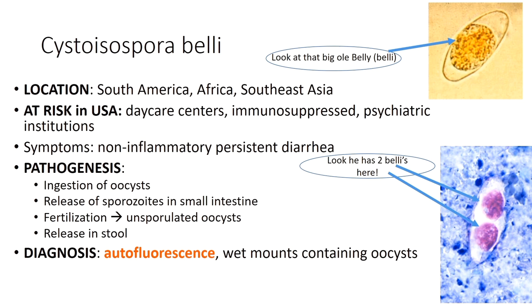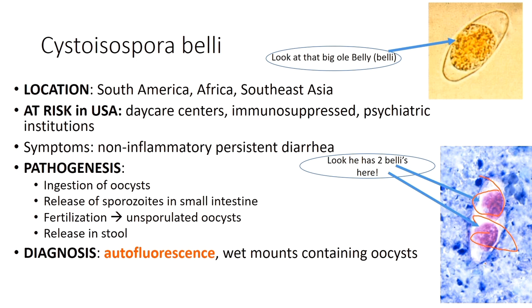All right, Cystoisospora belli, or belly, as I refer to it. This is something you find in South America, Africa, and Southeast Asia. And if you're in the U.S., you can get it in very few places, like daycare centers, immunosuppressed patients, as well as psychiatric institutions. It's very unlikely you can get this unless you have a picture associated with this. And so how I identify this is, wow, look at that oval-shaped egg with that giant belly. So this is actually Cystoisospora belli. So look at that big old belly. Sometimes he's so bellicious that he's got two of them. Look at that. He's got two big bellies.